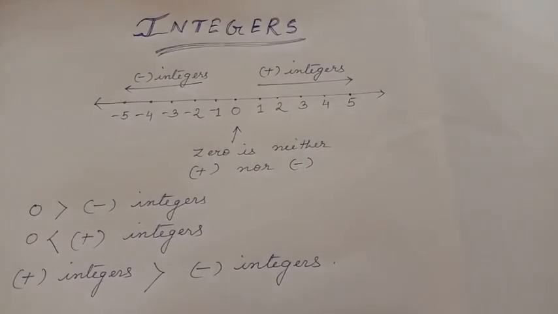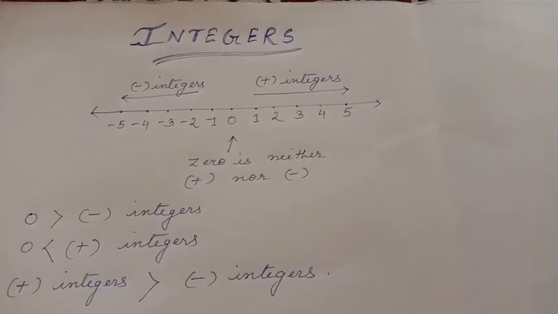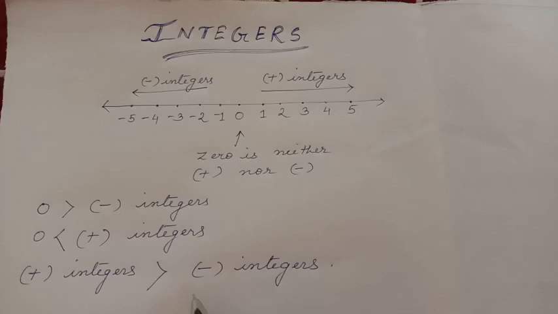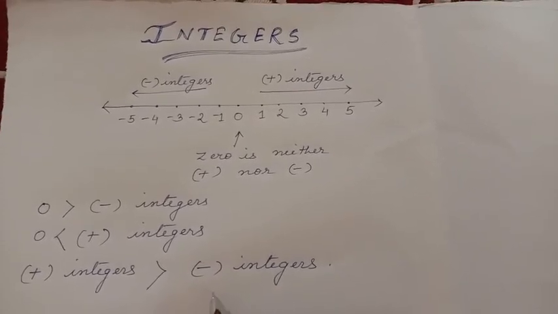Now, what is the absolute value of an integer? The absolute value of an integer is its numerical value only, regardless of the sign.